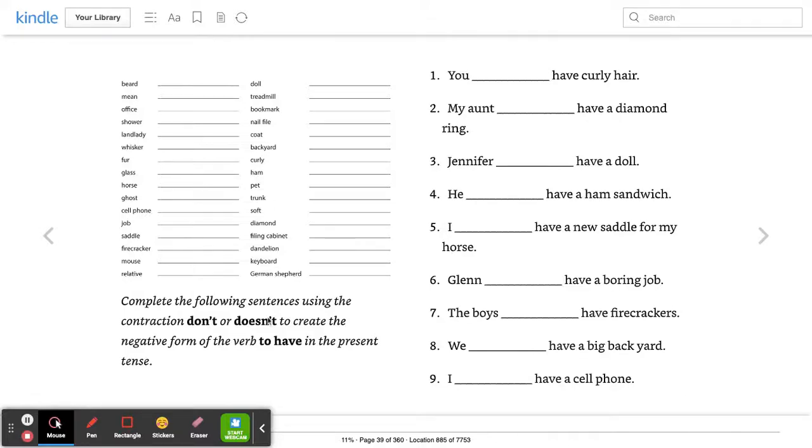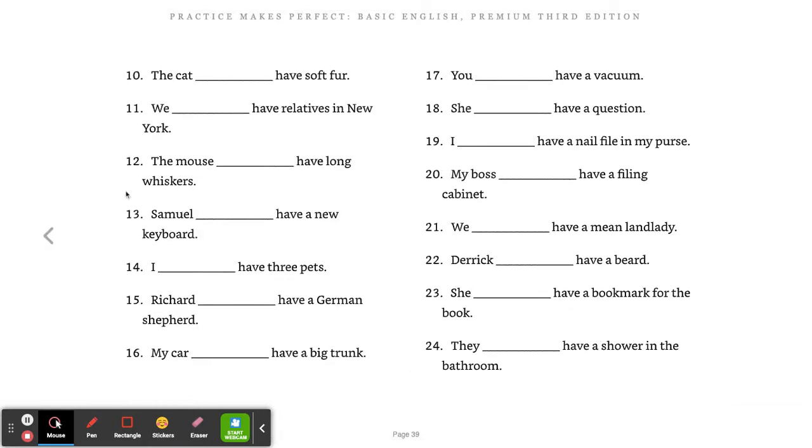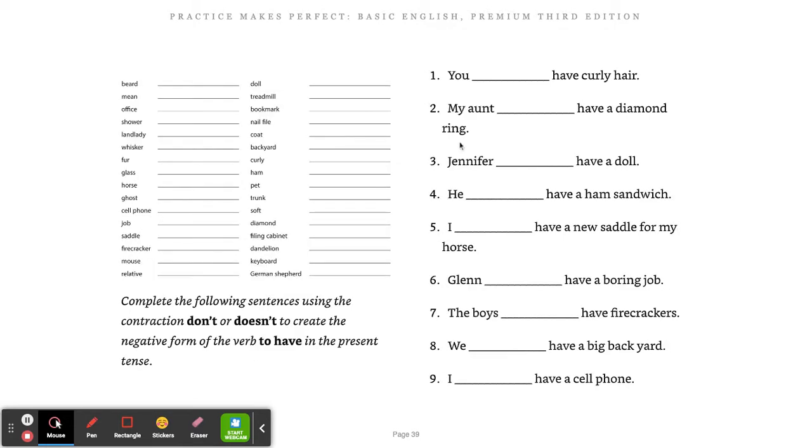For this lesson, complete the following sentences using the contraction don't or doesn't to create the negative form of the verb to have in the present tense. Let's look at the sentences. And by the way, you only need to do the first 12 sentences, starting at 1 and ending here at number 12.